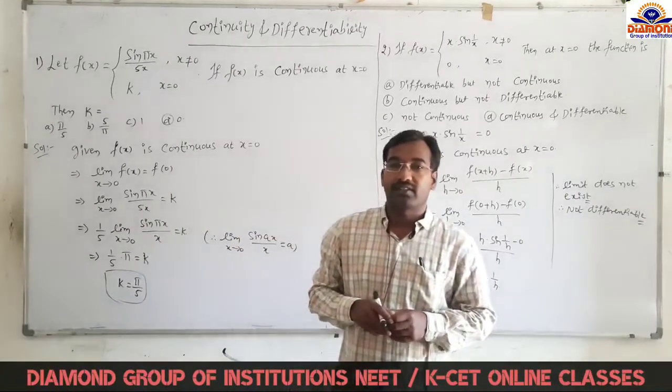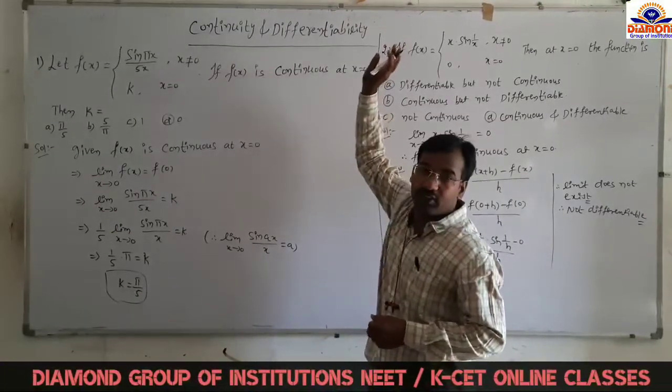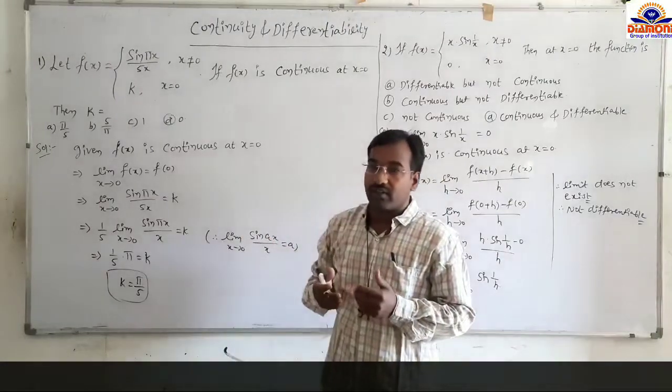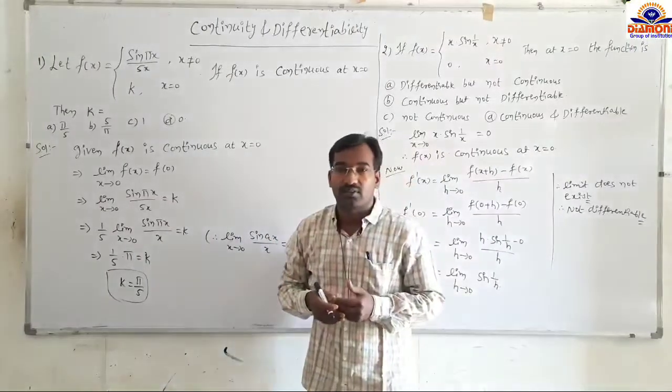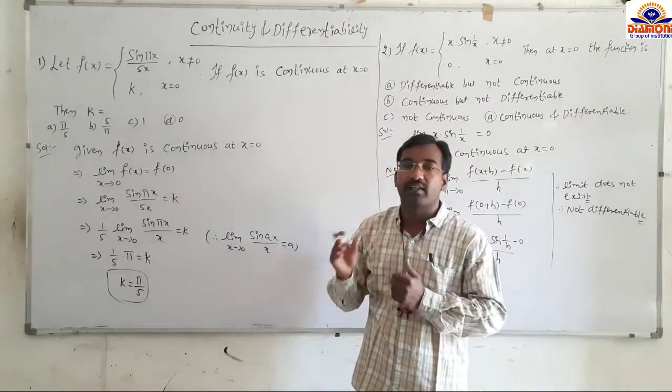Today we discuss the chapter Continuity and Differentiability. Continuity and derivatives. So, how do we define that a function is continuous? Always, the left limit equals the right limit equals the value at the point.